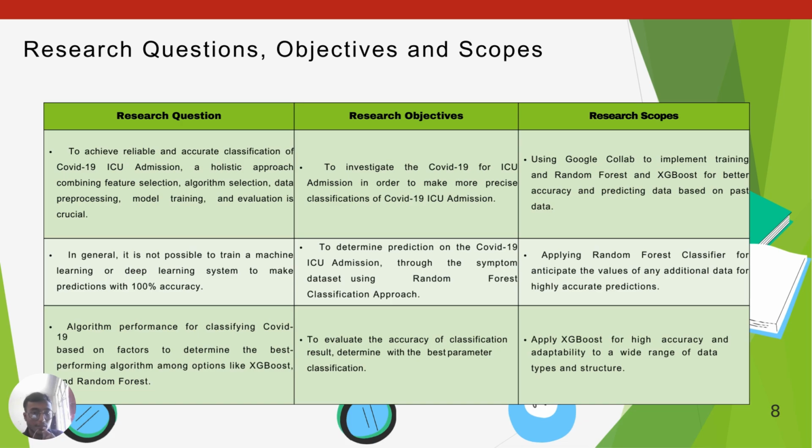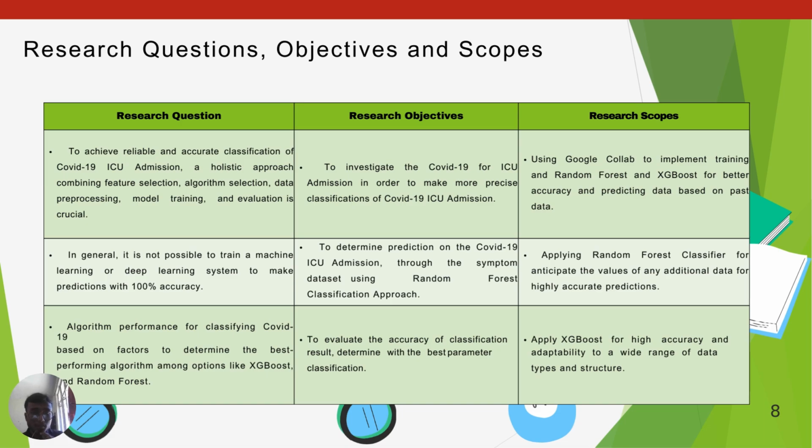The objective of this research is to investigate COVID-19 for ICU admission to make a precise classification of COVID-19 ICU admission. On the other hand, it is to determine the prediction of COVID-19 ICU admission through a symptoms dataset using the random forest classification approach, and also to evaluate the accuracy of the classification result and determine the best parameters for the classification.